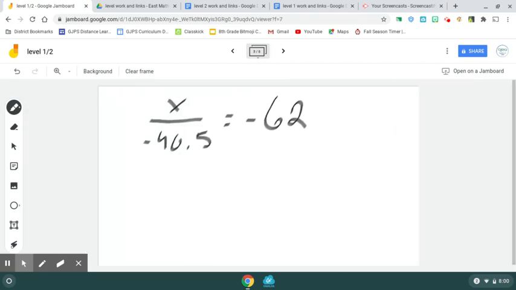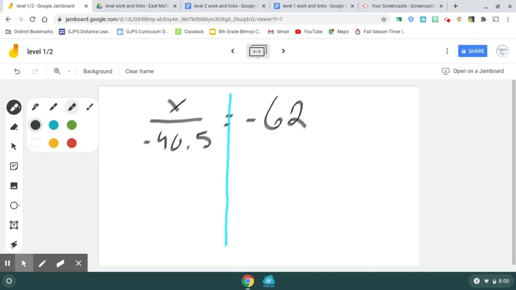Awesome. Let's try that out one more time. So divide up the left-hand and right-hand side of your equation. And once again, we are going to figure out what's going on with x. So x divided by negative 40.5 equals negative 62. So here we have some negatives, so it's a little bit more complicated. But that's okay, we can do it.